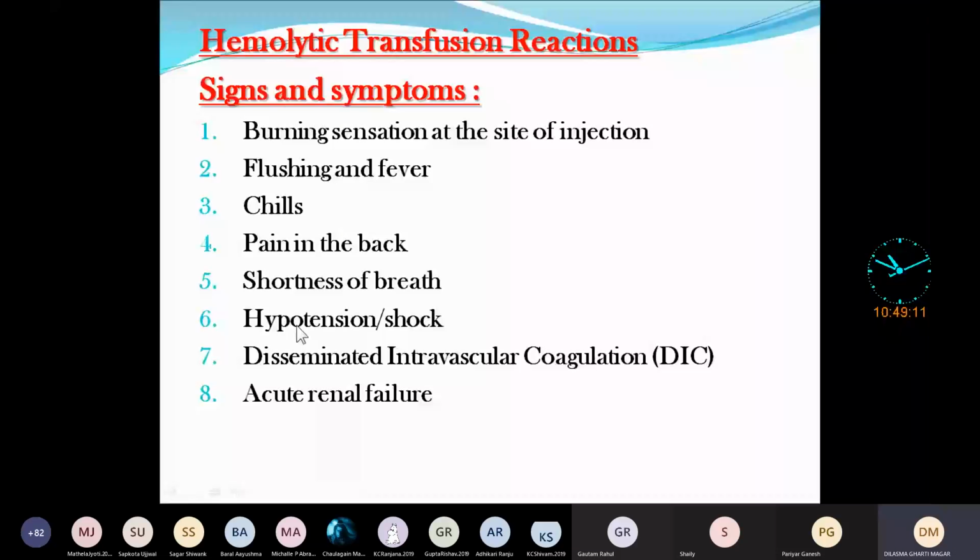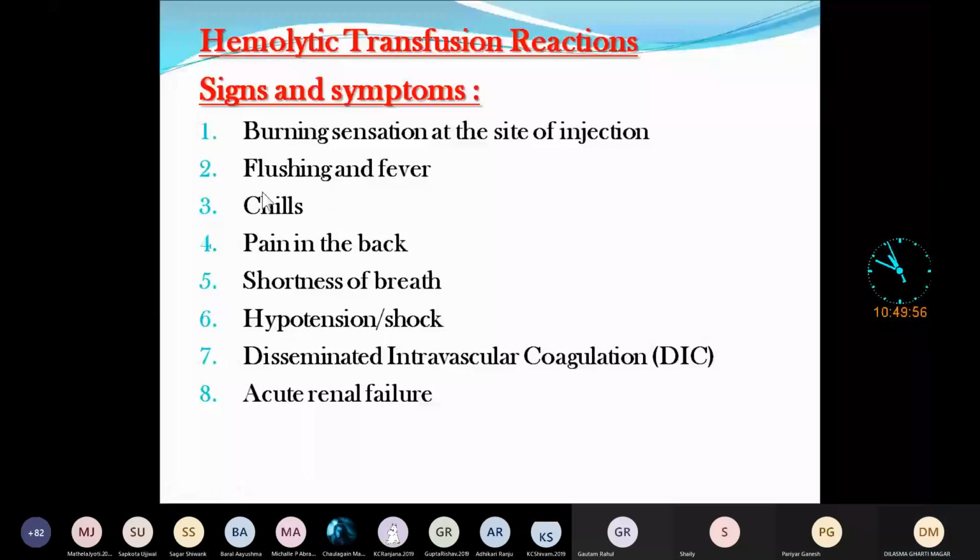Under the hemolytic transfusion reactions, it can also lead to disseminated intravascular coagulation, and sometimes to acute renal failure, not chronic renal failure, but acute renal failure. There can be a burning sensation or irritation at the site of injection, meaning where the blood is flowing, near the needle pricked for the blood transfusion. At that site there will be a burning sensation, and there can be flushing and fever. The patient will say, I'm having fever, I'm feeling warm.